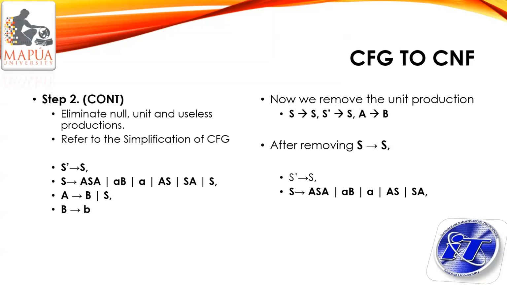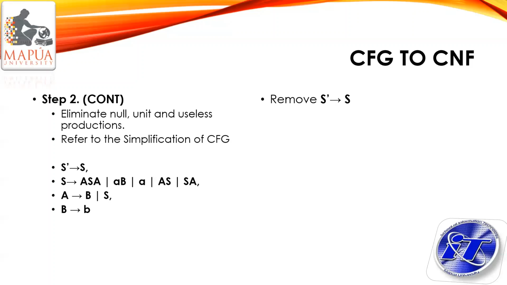So it will just be ASA or AB or A or AS or SA. Because if you're going to replace S, it will be just like these 5. Okay, so just redundant. So just write the 5 possible results. So we already removed the S maps to S.